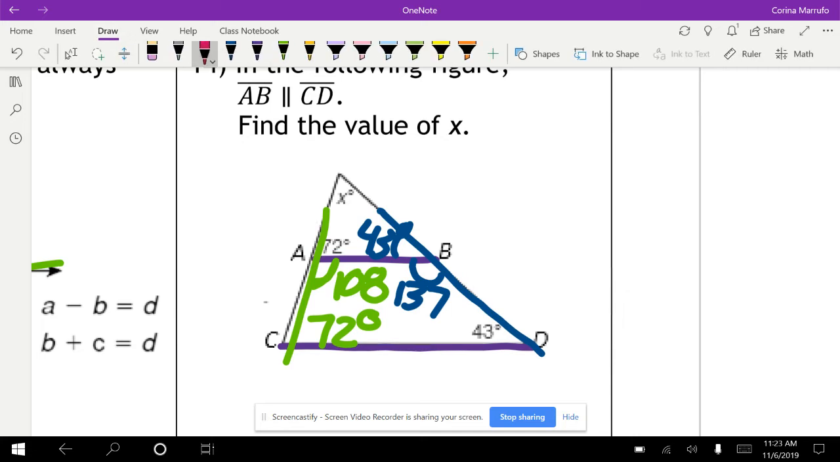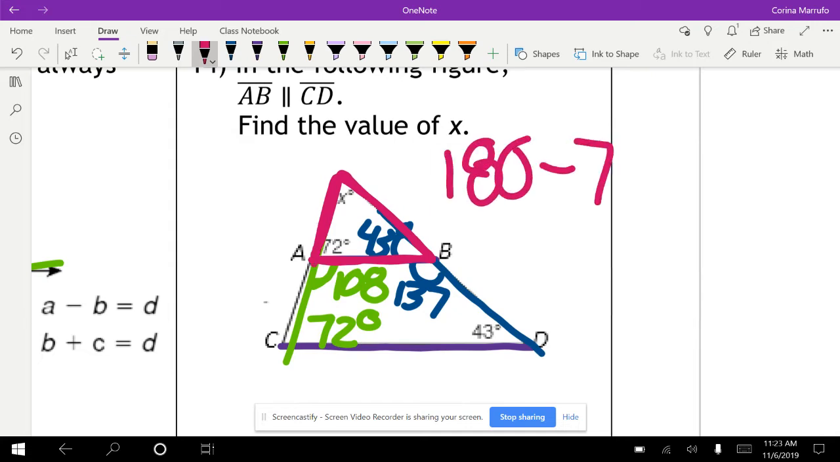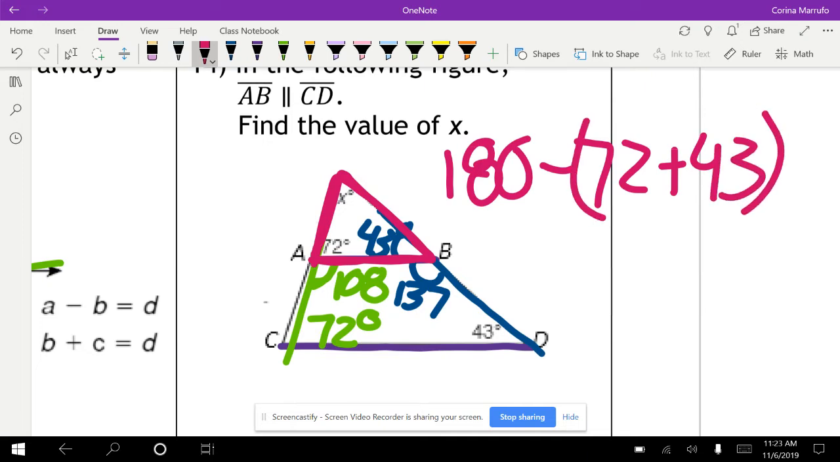But what we really need is this angle here with the x. So this is a triangle here, so these three angles should add up to 180. So we do 180 minus the 72 plus the 43 in parentheses. So 180 minus the 72 minus the 43 gives us 65. So x is equal to 65 degrees.